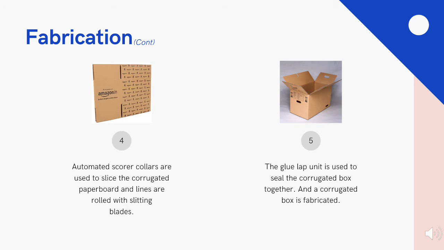Automated scorer collars are used to slide the paperboard. Lines on the board are rolled with slitting blades with the same machine, so the box blank can be folded with ease after this procedure. Finally, the box is glued and sealed with a glue lab unit. And this is how our corrugated box is fabricated in general.